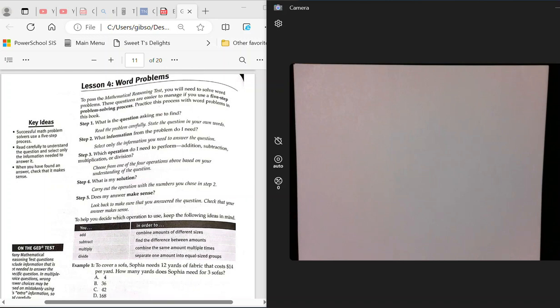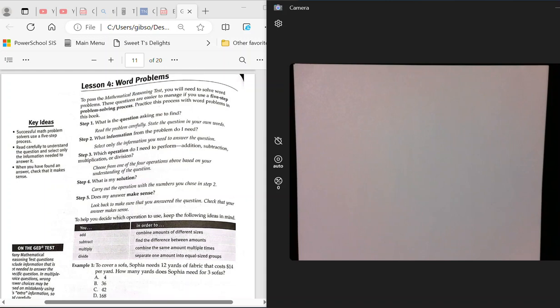Step 1, what is the question asking me to find? Read the problem carefully, state the question in your own words. Step 2, what information from the problem do I need? Select only the information you need to answer the question. Step 3, which operation do I need to perform? Addition, subtraction, multiplication, or division. Choose from one of the 4 operations above based on your understanding of the question.